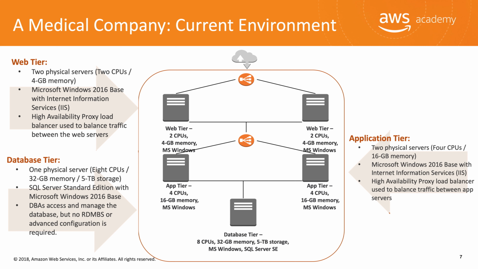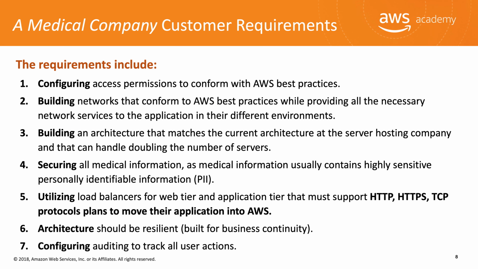In the web tier, it has two physical servers, each with two CPUs and 4 gigabytes of memory. For the application tier, it has two physical servers, each with 4 CPUs and 16 gigabytes of memory. And for the database tier, it has just one server with 8 CPUs, 32 gigabytes of memory, and 5 terabytes of storage. Okay, let's get moving.